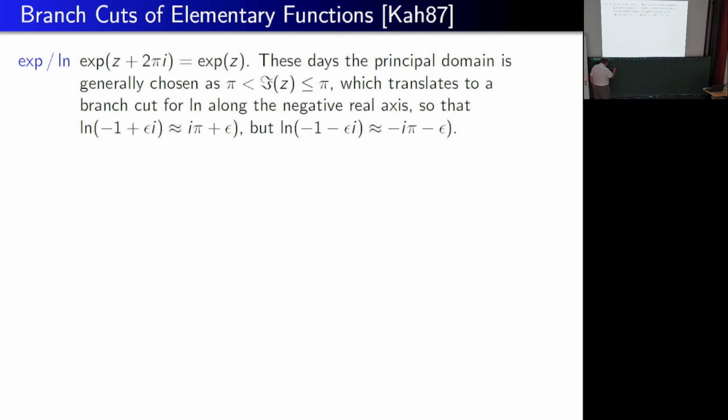So e to the 1 is e. That's e plus i pi, and that's e minus i pi there. And I made my 2 pi i jump by going through the negative real axis. I say these days; in fact, I was taught the opposite. I was taught the branch cut was on the positive real axis, and it went from 0 to 2 pi i. But that's not common these days.